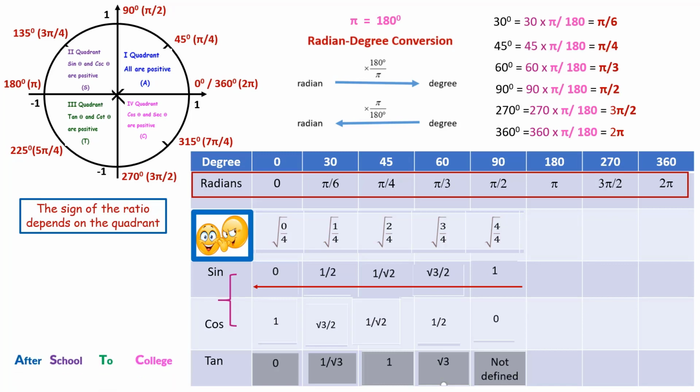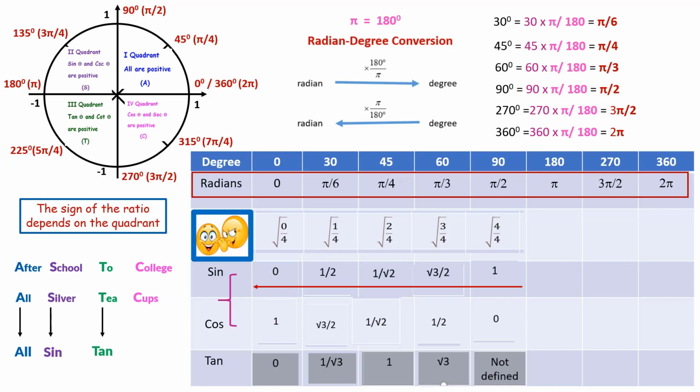How do you remember this? You have mnemonics for that. After school to college, or all silver teacups. So all means in the first quadrant, all the trigonometric ratios are positive. In the second quadrant, only sine and cosecant, which is the reciprocal of sine, are positive. In the third quadrant, only tan and cot are positive. And in the fourth quadrant, cos and secant are positive. Now we know that certain trigonometric ratios are negative in certain quadrants. Based on this, we can find the remaining angles from 180 degrees to 360 degrees.